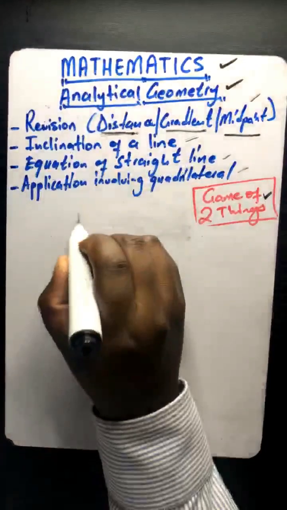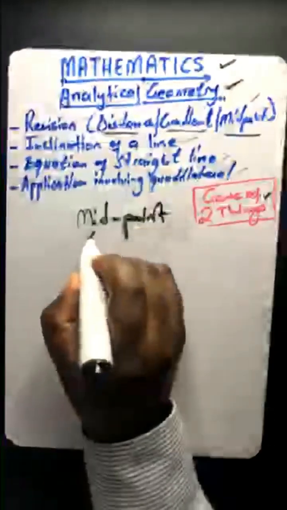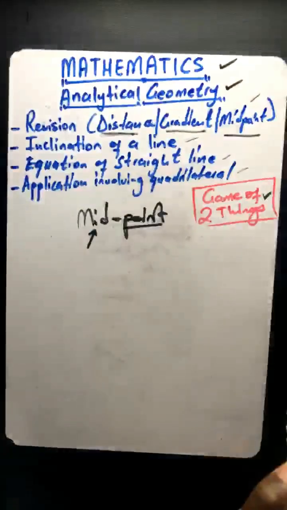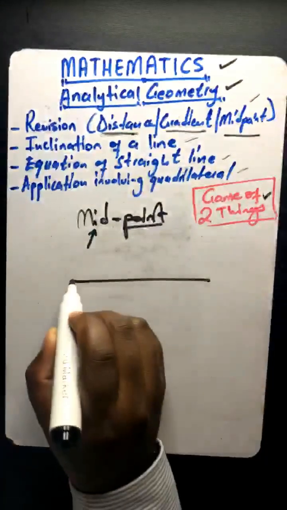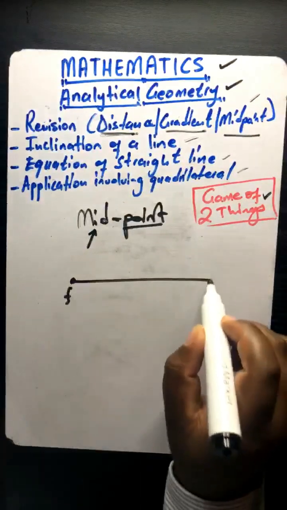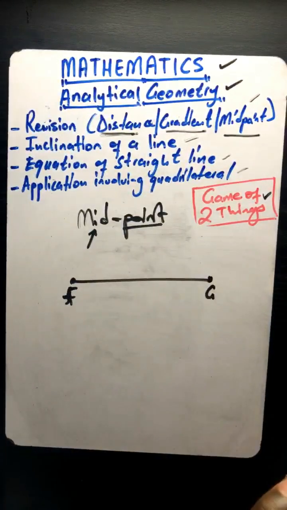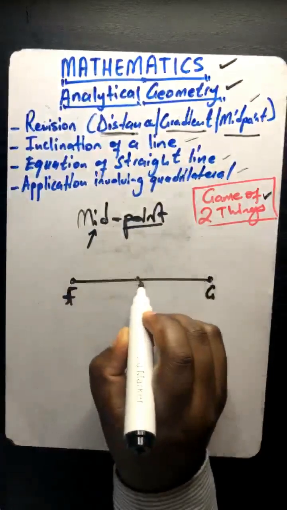Okay, midpoint. The word mid coming from middle. Then we can simply say a middle point. Meaning, if you have a straight line having, let's say, A, B, C, D, E, F, and G. So you've got 2 points, F and G. When you calculate the midpoint, being the middle point, that means it's a point between these 2 points, which could be somewhere there.